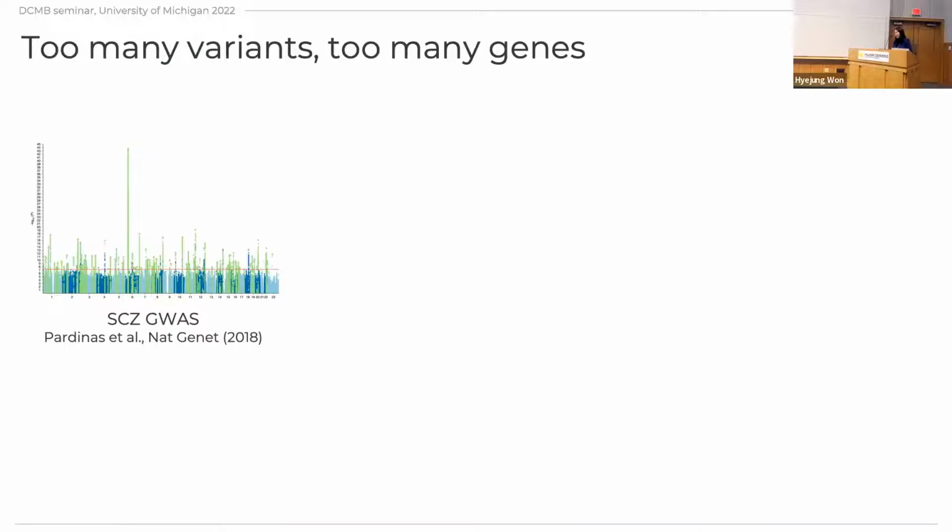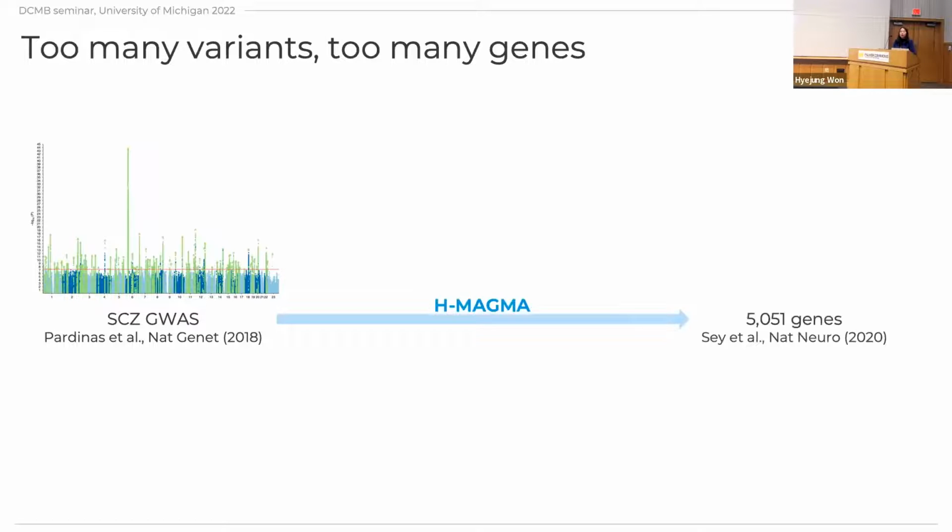And the reason behind this is because we finally came to the point where we have too many variants, too many genes problem. So for example, when we apply H-MAGMA to the schizophrenia GWAS that was published in 2018, we identify 5,000 genes to be implicated in schizophrenia. And even if I generated this gene list, I don't really believe that all of those genes will be causally implicated in schizophrenia.